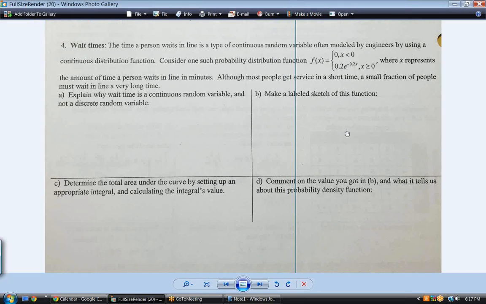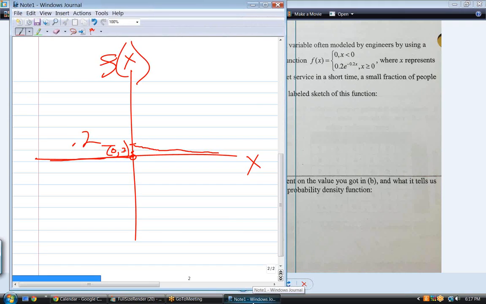Determine the total area under the curve by setting up an appropriate integral, calculating the integral value. Okay. Well, we're going to want to integrate from 0 to infinity. Have you had these kind of integrals yet? No, I've only had a little bit.